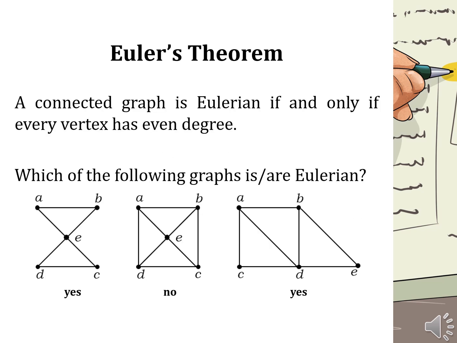Euler provided a simple and powerful condition for determining whether a graph is Eulerian. He stated that a connected graph is Eulerian if and only if every vertex has an even degree. In the slide you can see examples. The first and third graphs are Eulerian while the middle one is not. The key reason is that the Eulerian graphs have all even degree vertices.